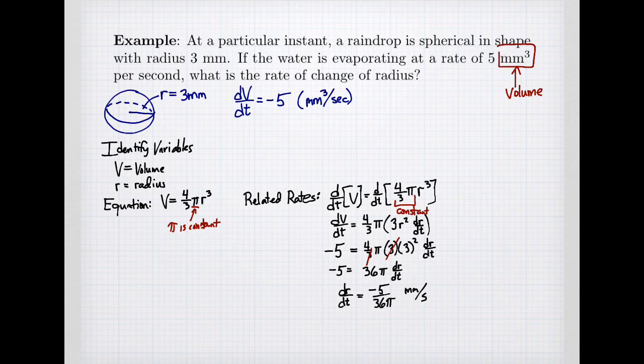How do I know that? Well, my volume has units of millimeters cubed per second. And if I think about the units of my quantities, 3r squared has units of millimeters squared, meaning that my dr/dt has to be millimeters per second so that the units balance. And this is my rate of change of my radius. I could use a calculator. Pi has the value of 3.14159 approximately, and I could get a decimal value. But this is the exact formula for the rate of change of radius.